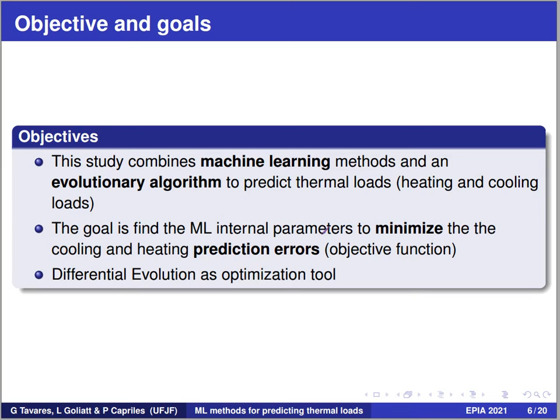So in this study, we combine machine learning methods and an evolutionary algorithm, the differential evolution algorithm, to predict the thermal loads. The goal is to find the best machine learning internal parameters in order to minimize the prediction error. So we can see this problem as an optimization problem, and we use the differential evolution algorithm as an optimization tool.